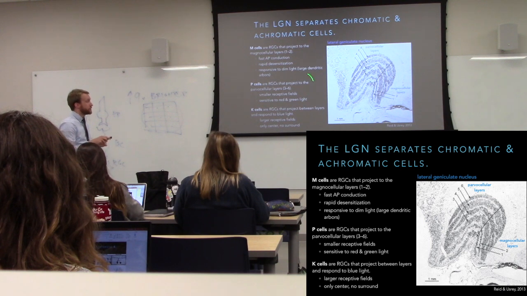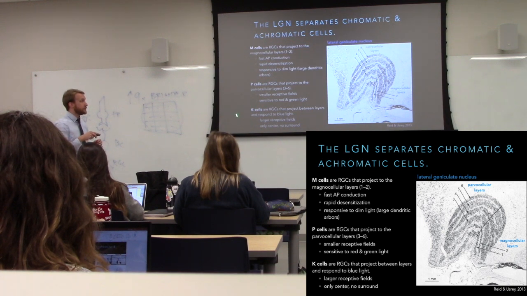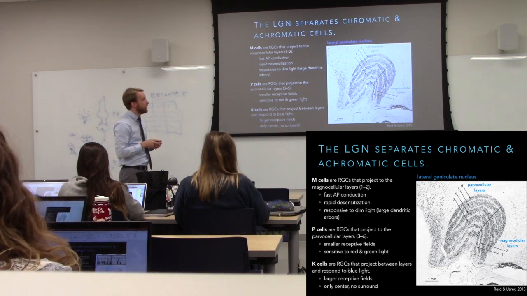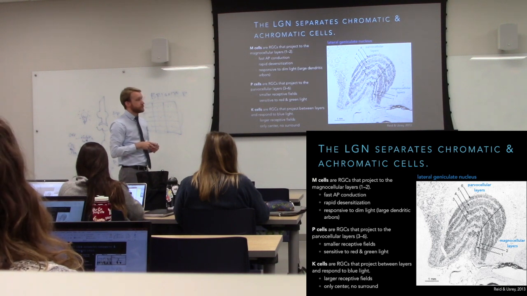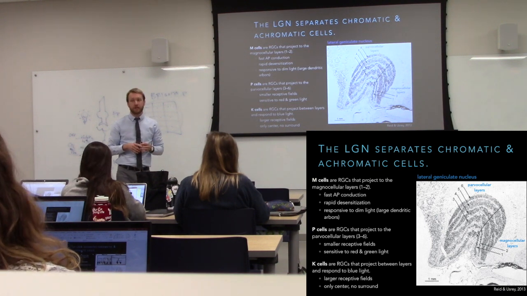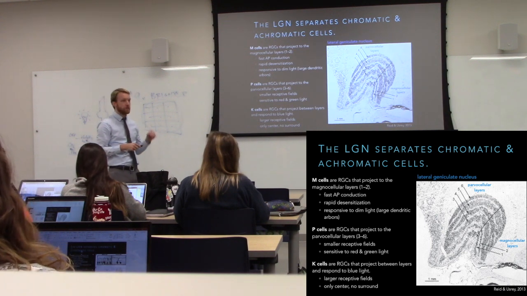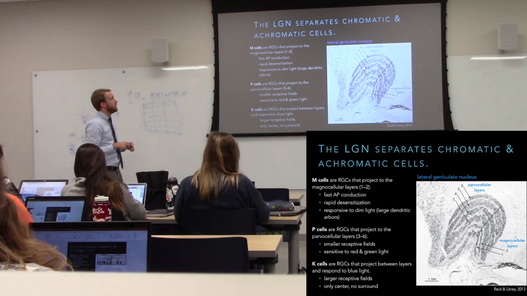The P cells are going to handle more red-green distinctions, while the blue-yellow distinction is going to be down here with our K cells. They project to the coniocellular layers, which they haven't labeled here. They're those white bands between our layers. Coniocellular just means dust cell. They're very, very small. And as such, these are less well-characterized than the others.